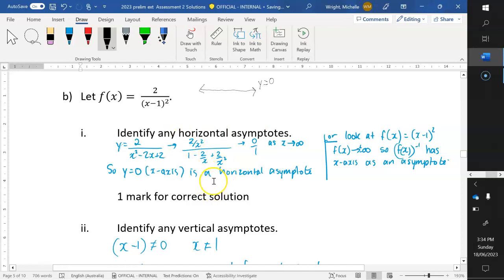Don't give me the number 1 or the number 2. You need to specify and be more specific. What is equal to 1 and what is equal to 2? So there's various ways that you can find horizontal asymptotes.